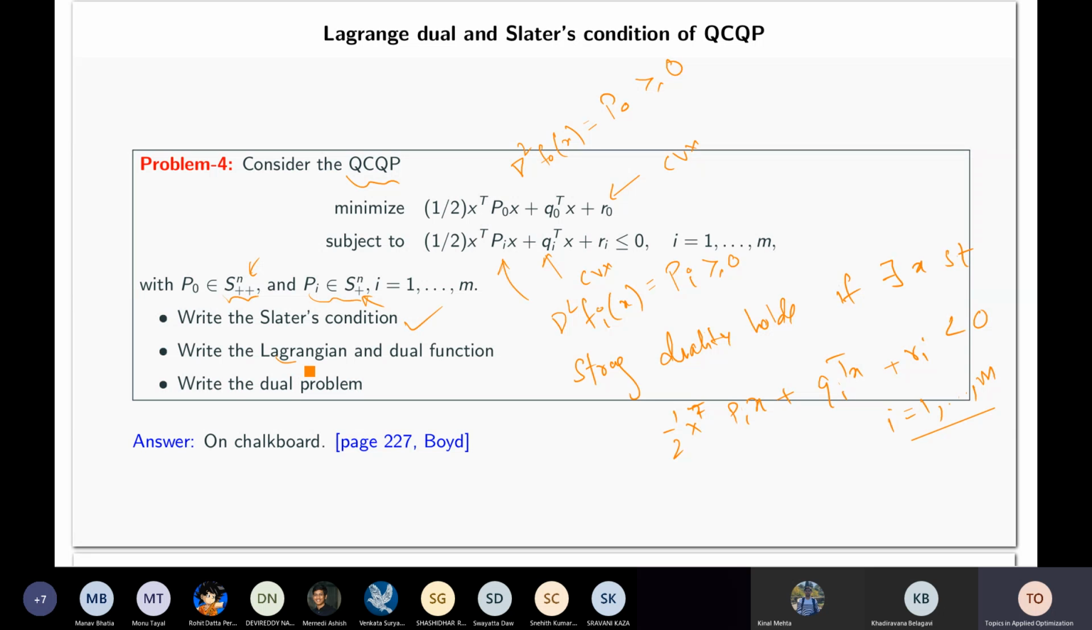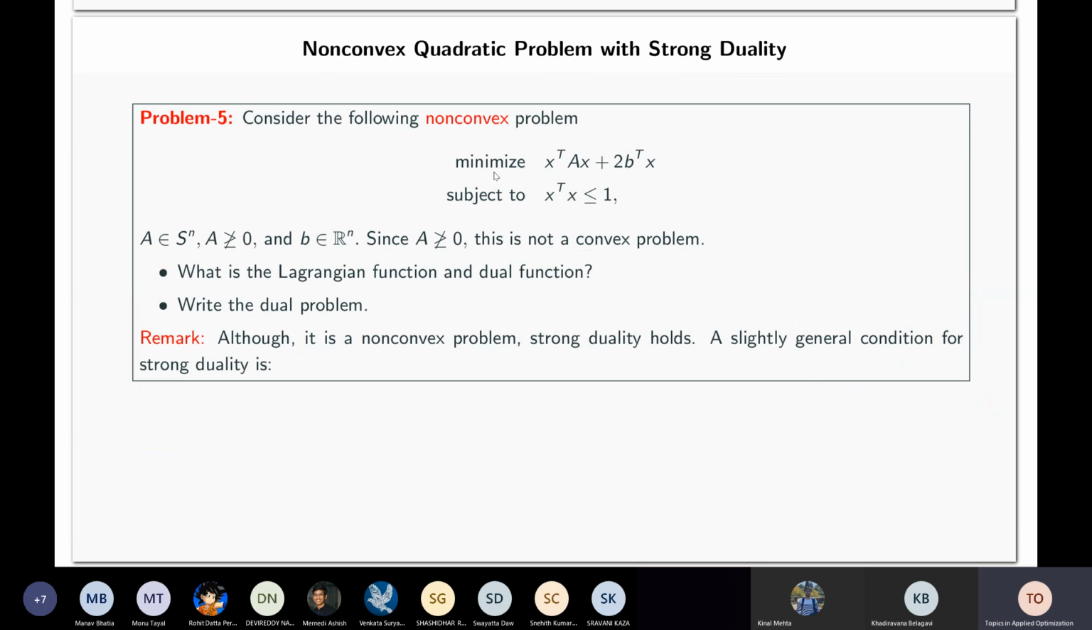And writing the Lagrangian and the dual, I will leave it. This is something we have done before. And then the dual problem also, I leave this. You can also refer back to the book. So this is a solved example. Here is the page number. The main thing here I wanted to discuss was the Slater condition. One more problem could be this.